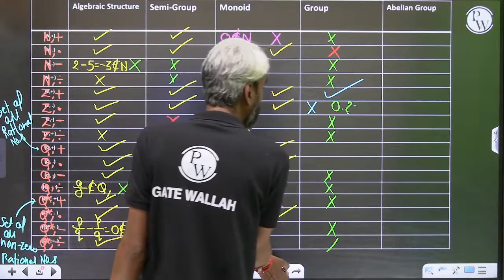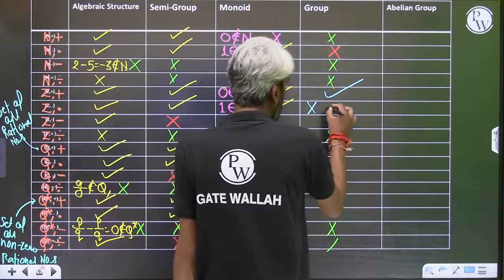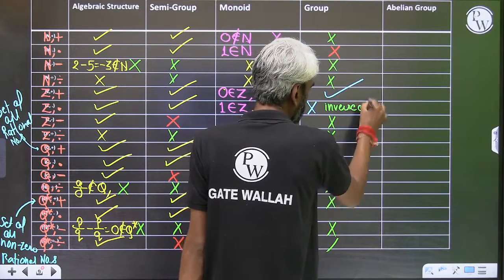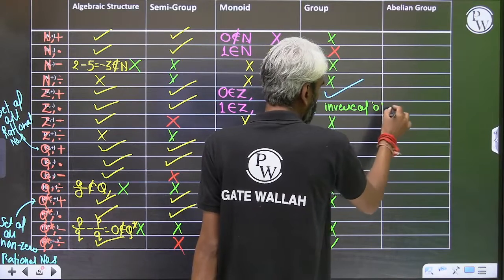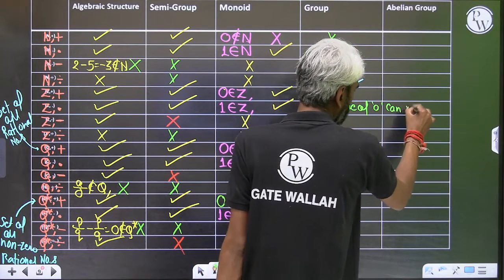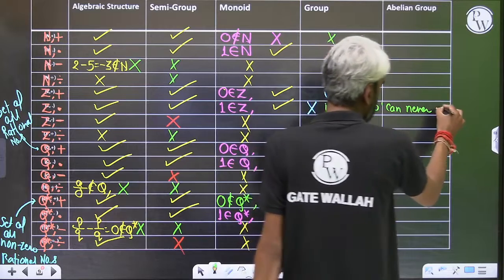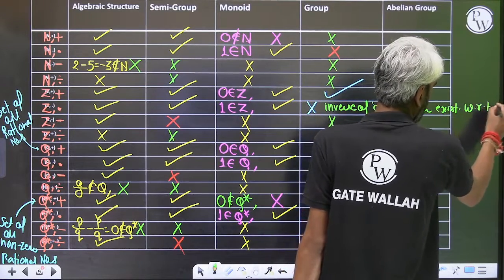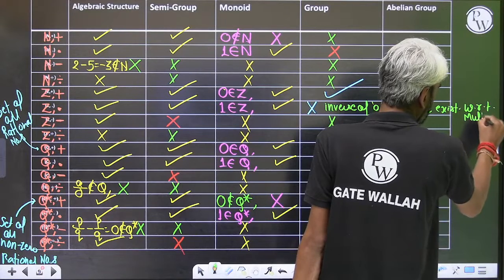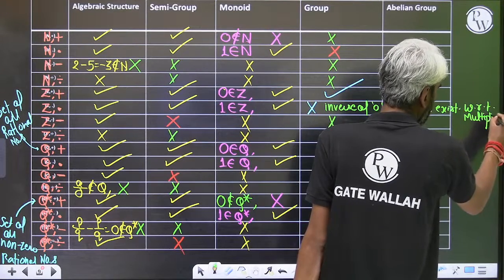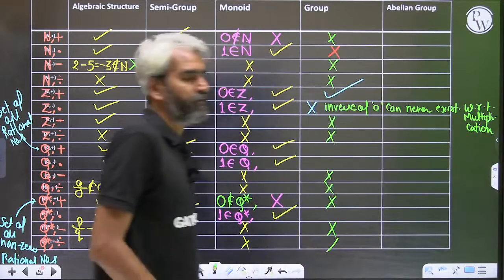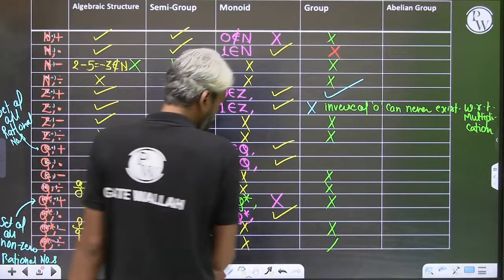Inverse of 0 can never exist with respect to multiplication.